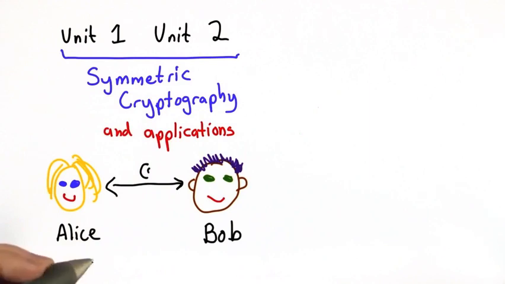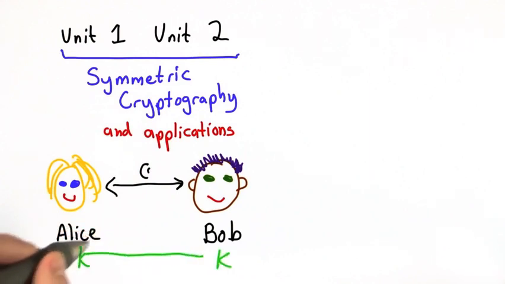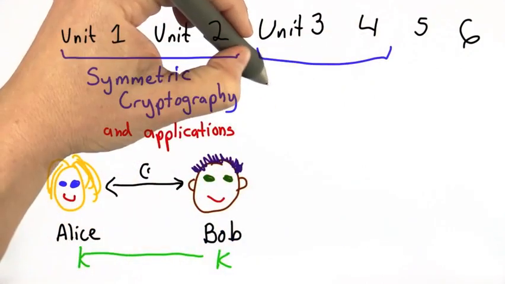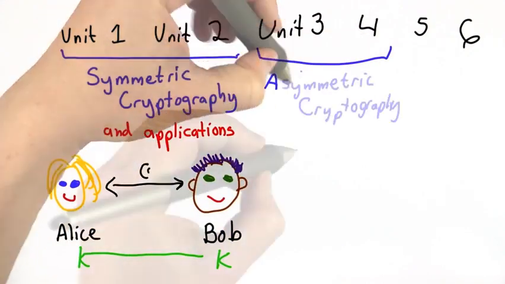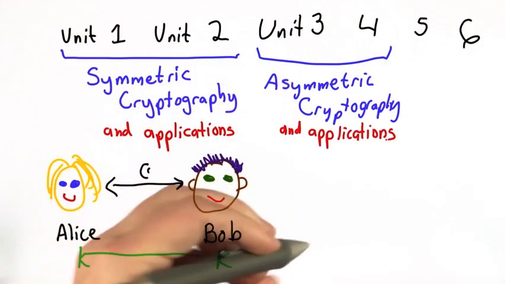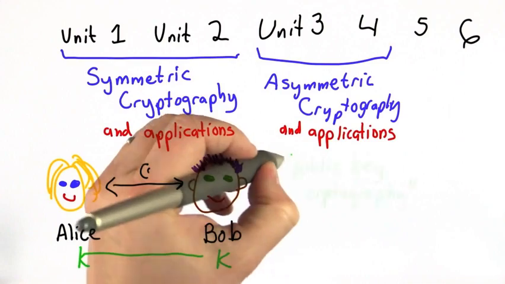In symmetric cryptography, we assume that they both start knowing the same key, and they can use that same key for both encryption and decryption. We'll see more what that means soon in this unit. What we'll do in units 3 and 4 is introduce asymmetric cryptography, as well as some applications. And asymmetric cryptography is also known as public key cryptography.